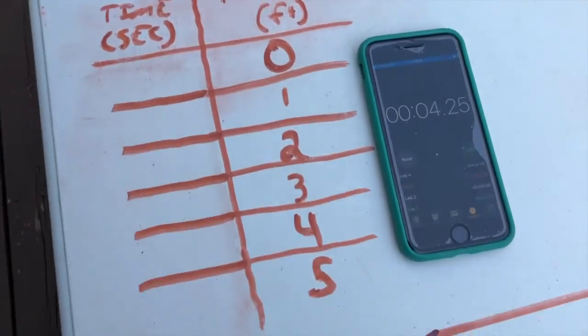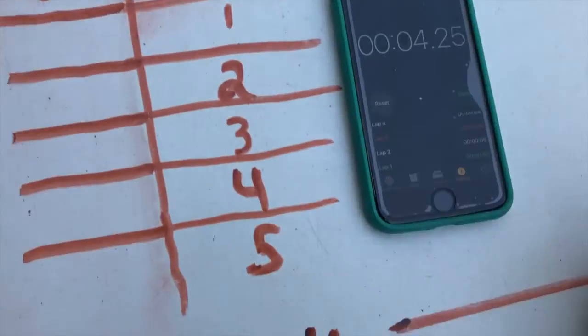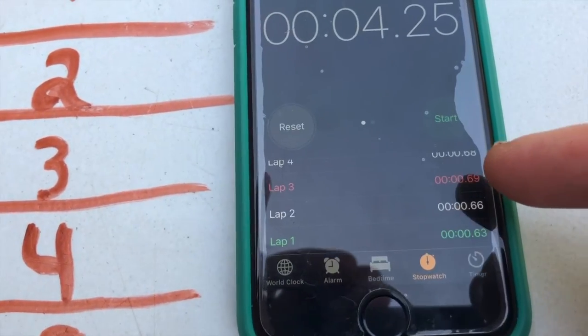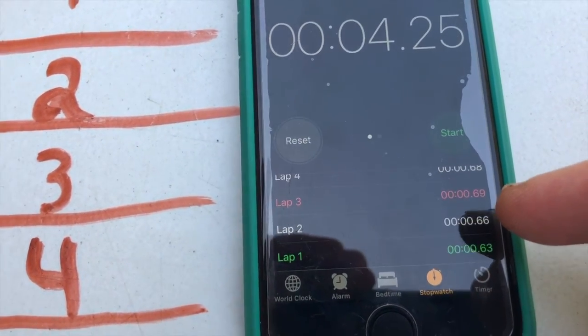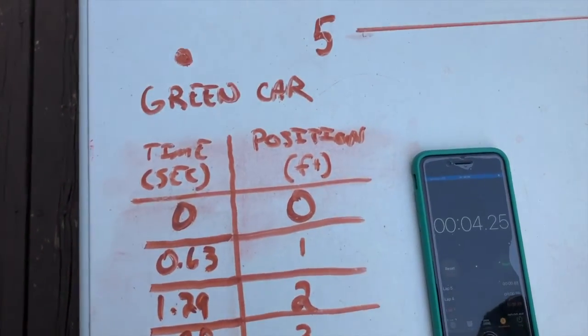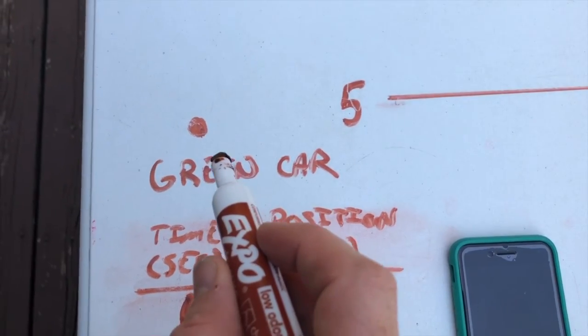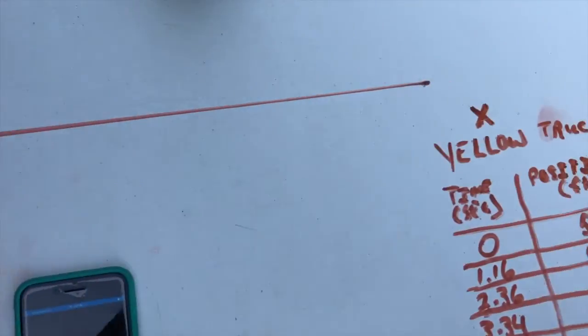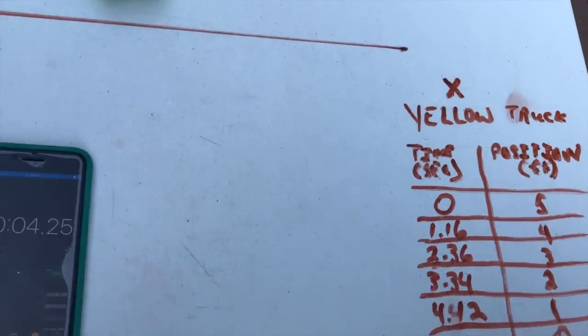For the green car, at time 0, we're in position 0. Then lap 1 is where it was at 1 foot, then 2 foot, then 3 foot. So I have to add these together. So it's 0.63 and then another 0.66 and so on. It's 4. So let's go ahead and graph these. The green car we're going to graph with a dot, and the yellow truck we're going to graph with an X.